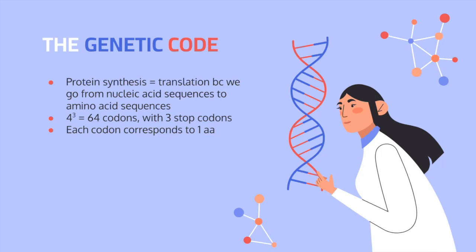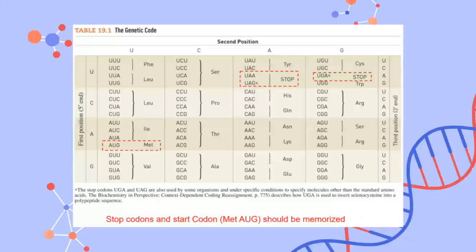All right, so here we have the genetic code. We can see that each codon corresponds to a single amino acid. And we have 4 very important codons to memorize. We have the start codon, AUG, which codes for methionine, and the stop codons, UAA, UAG, and UGA, which will stop the translation process when the peptide is finished. So these 4 are to be memorized. They're very important, and you will get questions on those.